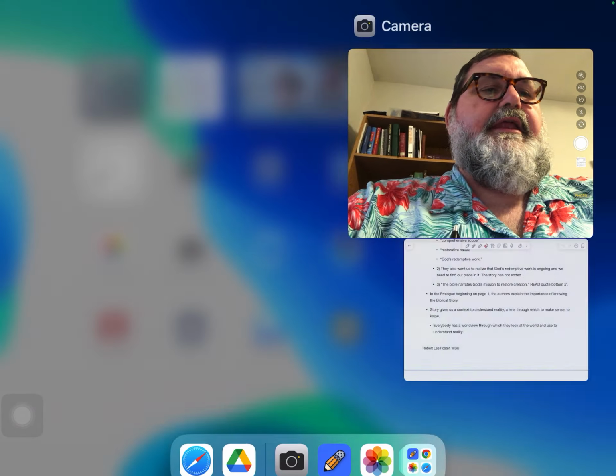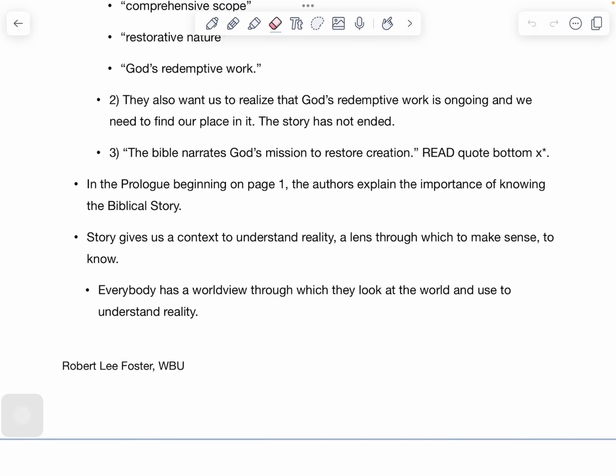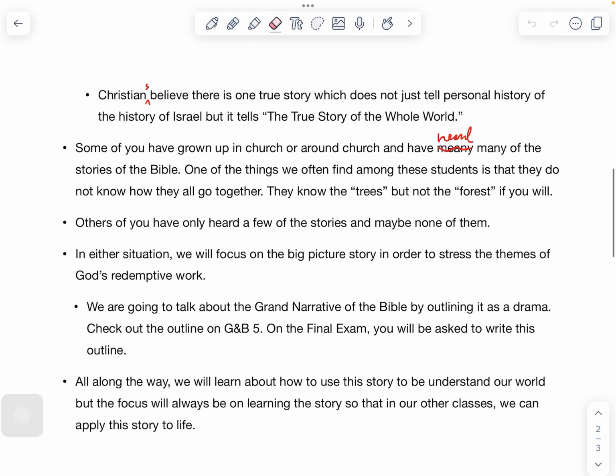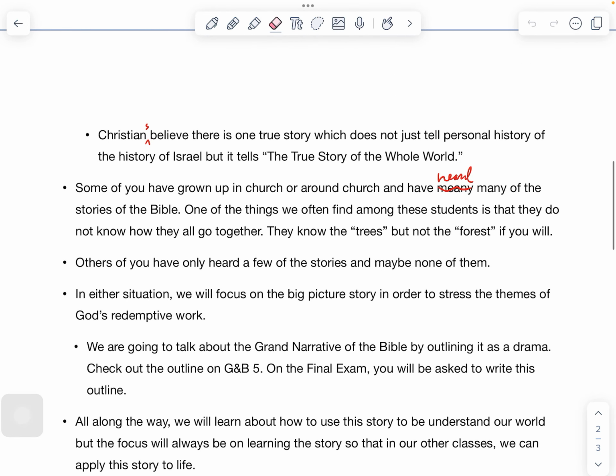So this is where we're headed over the course of the semester. Christians believe that there's one true story, which does not just tell the personal history of Israel, but tells the true story of the whole world. Some of you have grown up in church or around church and have heard many of the stories of the Bible. One of the things that we often find among these students is that they do not know how they all go together. They know the trees, but not the forest, if you will.